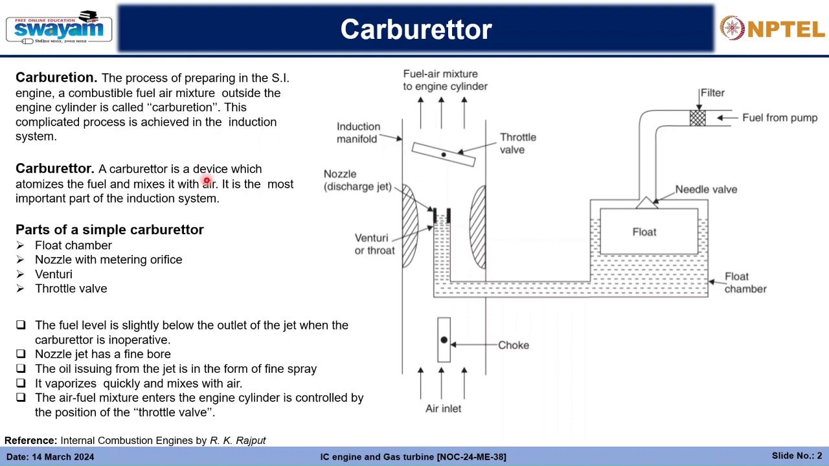And the carburetor is basically the device which prepares this air fuel mixture, and in the process of preparing it, it prepares a homogeneous mixture. It atomizes the liquid fuel into vapor, and it homogeneously mixes with the air which is passing into the carburetor, and accordingly it passes the air fuel mixture into the engine cylinder. So a simple carburetor has the following components.